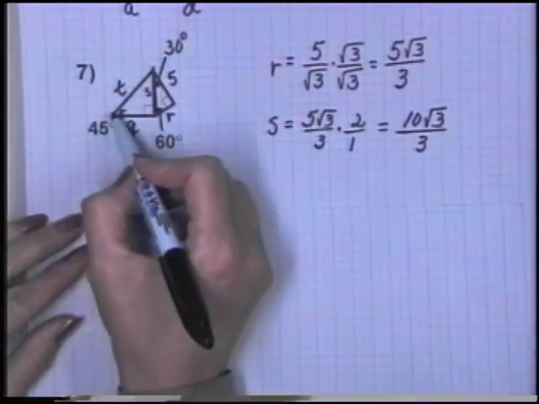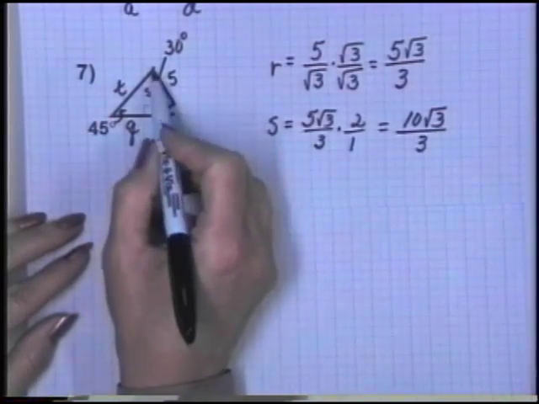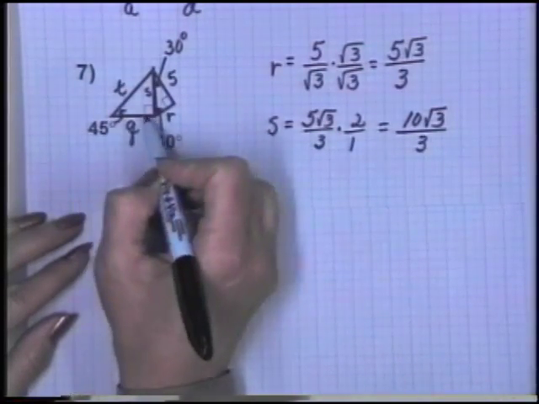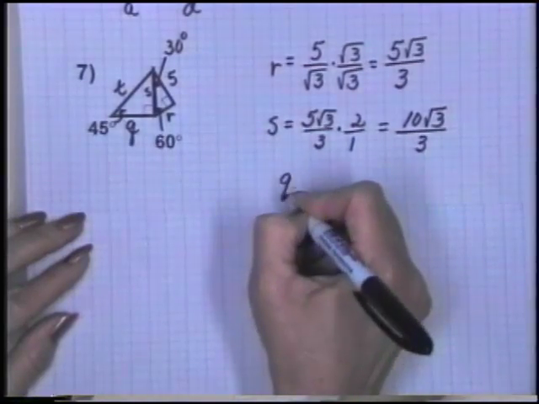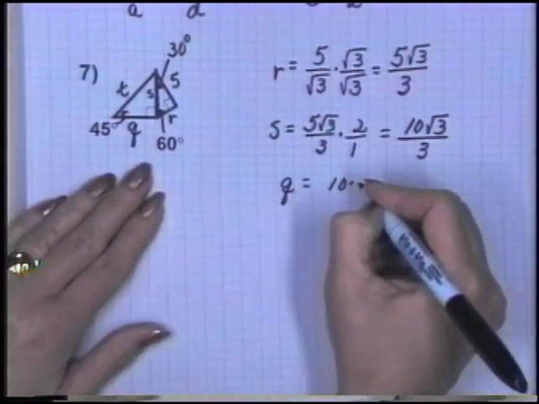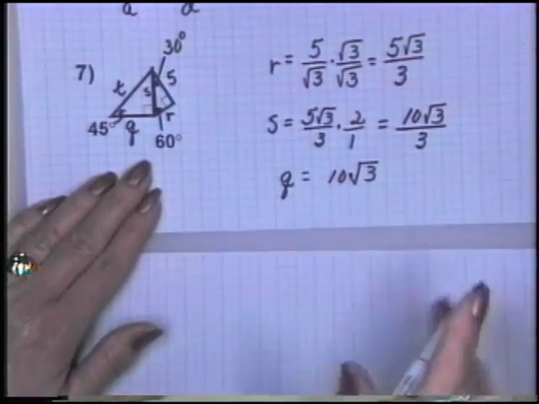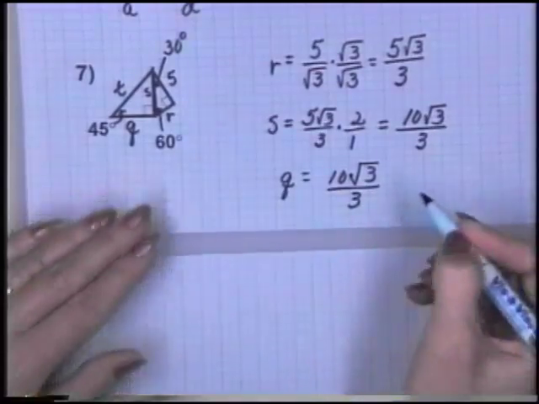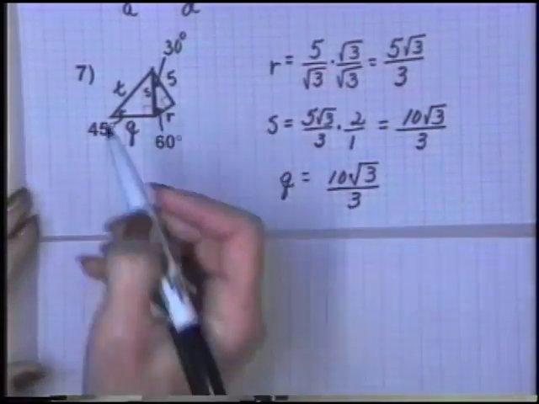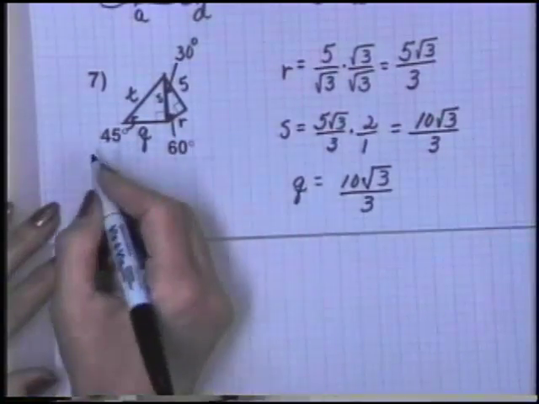So now we know what S is. What else do we know? Well, since this is a 45, 45, 90, when we know S, since it is a leg, we also know the other leg, which is Q. So Q equals 10 times the square root of 3 divided by 3. And the last thing we need to find is T.